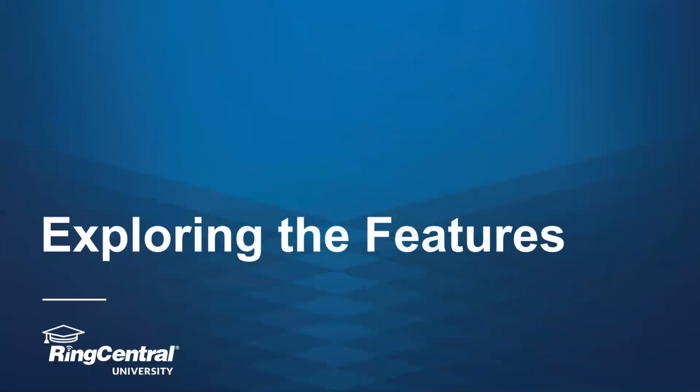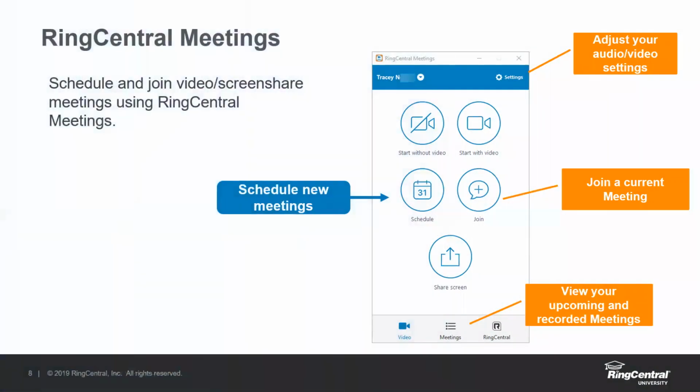So let's go ahead and begin exploring the features of the RingCentral Meeting application. The RingCentral Meeting application is a free application you can download through our website. Once you've downloaded the Meetings app, you'll need to log on with your RingCentral credentials. This could be your company email address and RingCentral password. It could be your direct phone number and password, or if your company has enabled single sign-on, you can log into the app that way.